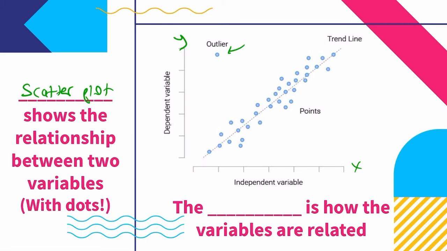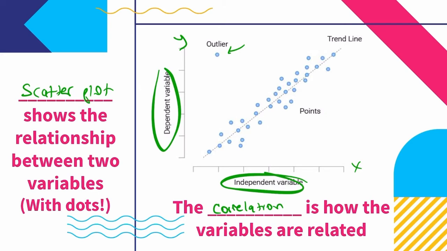But we look at the rest of the dots that are more closely related, and we're going to call that the correlation. That just describes how these 2 variables are related to each other. Kind of like we did in the warm-up. Is it positive, negative, neither? And there are some more factors we will consider.